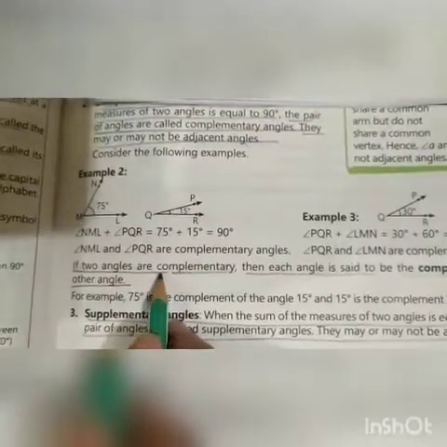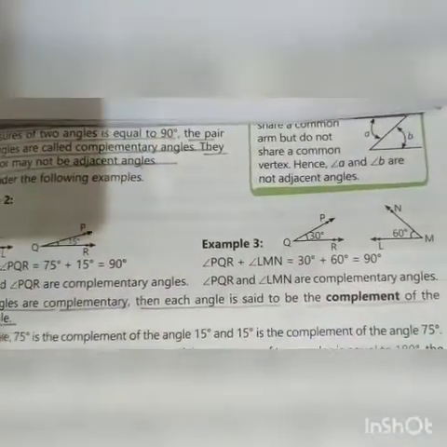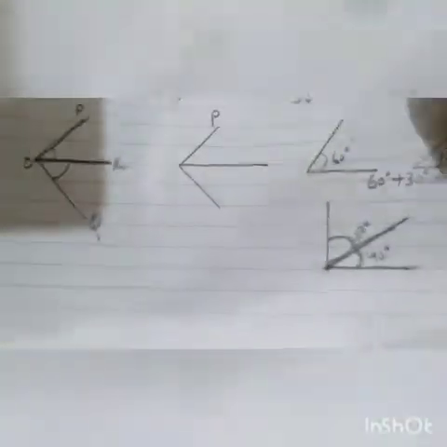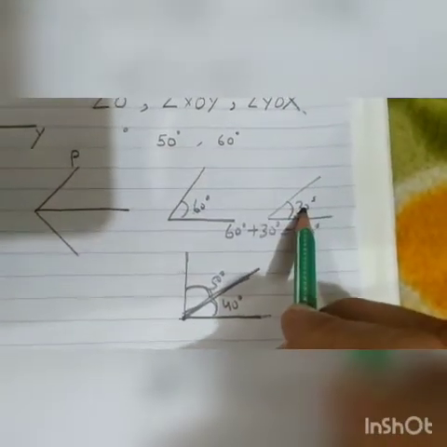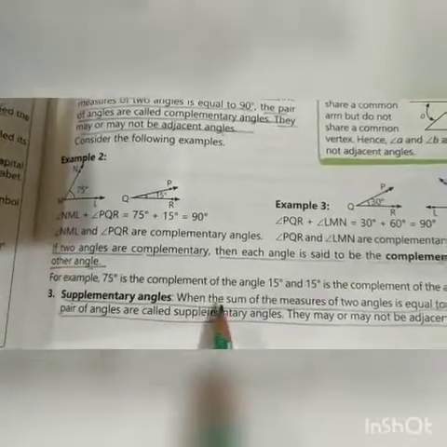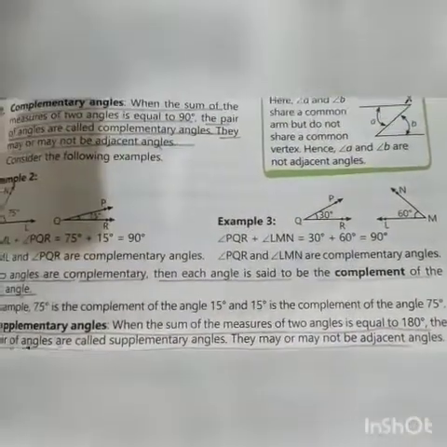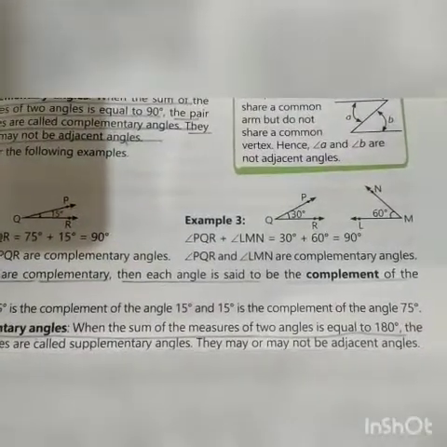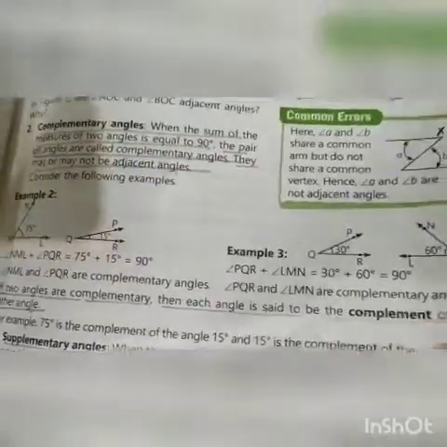If two angles are complementary, then each angle is said to be the complement of the other angle. This angle is the complement of this one, and this angle is the complement of this one. In the same way, there is one more type of angle, supplementary angles. When the sum of the measures of two angles is equal to 180, the pair of angles are called supplementary angles. They may or may not be adjacent angles.